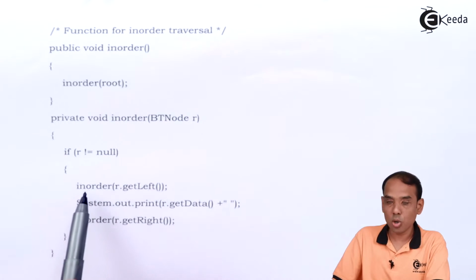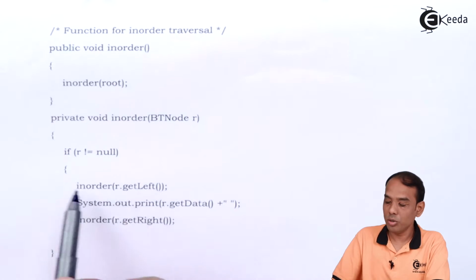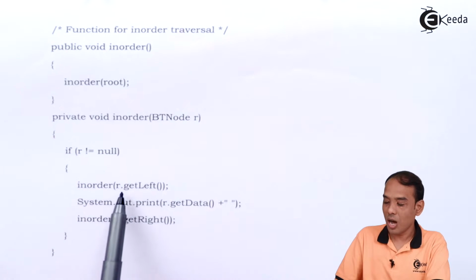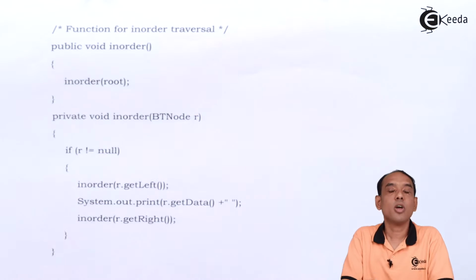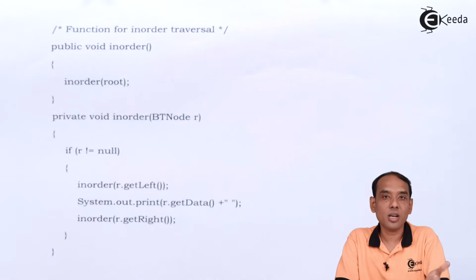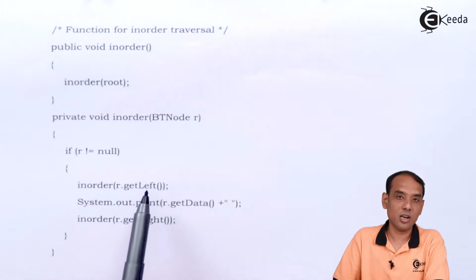In that case, we are going to call the function recursively: inorder(r.getLeft()). So you need to remember that we are going to call inorder(r.getLeft()). That is, we are going to move to the left hand side first. We are going to print that data first. Hence the name inorder(r.getLeft()).